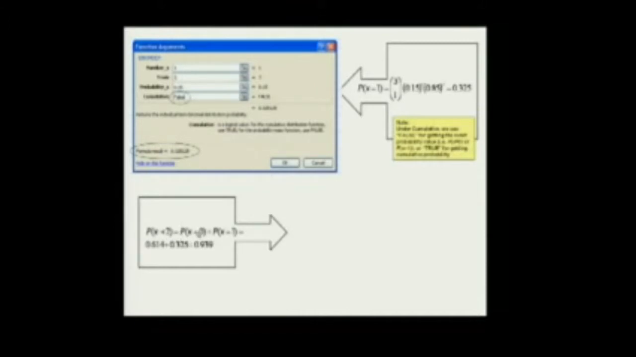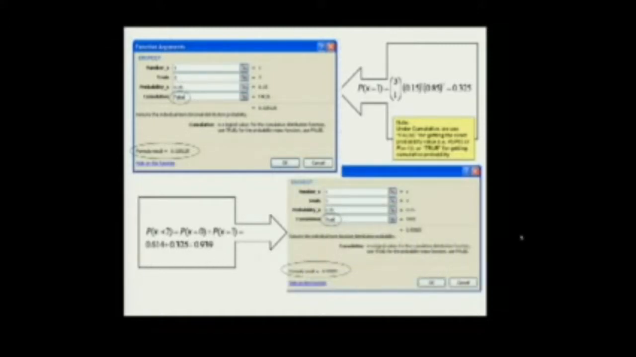Now if we want P at x less than 2, that is P at x equals 0 plus P at x equals 1. So we just obtain these two values. We can add them up, and that will give us the value. Or we can go to Excel, and now that we have the probability of x less than 2, then we're really looking at what's less than 2. It is 1 or 0.